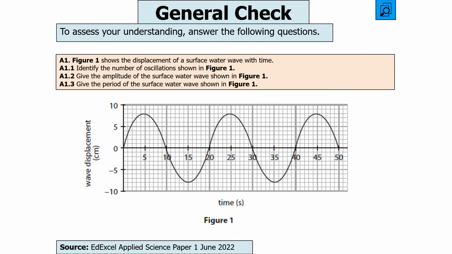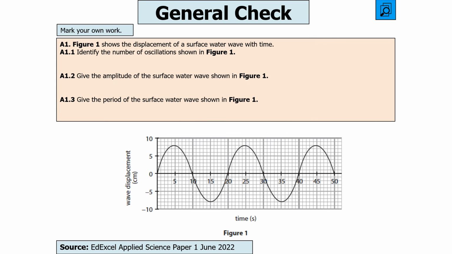The next question says, figure 1 shows the displacement of a surface water wave with time. Identify the number of oscillations shown in figure 1. Give the amplitude of the surface water wave shown in figure 1 and give the period of the surface water wave shown in figure 1. Pause the video now, then unpause the video when you want to go through your answer. Right, how many oscillations do we have in figure 1? Well, you can see the wave pattern is repeated 2.5 times.